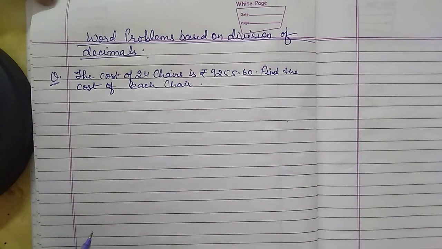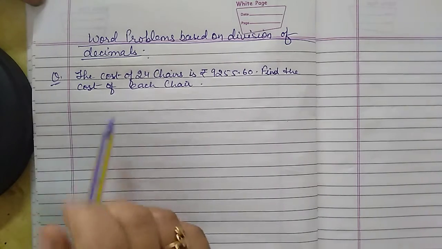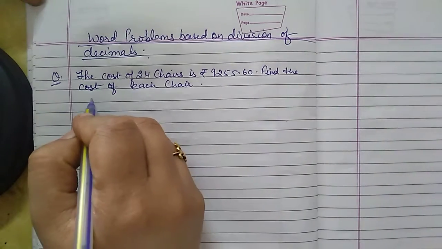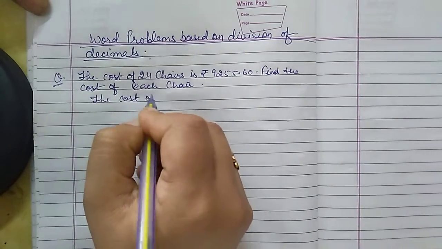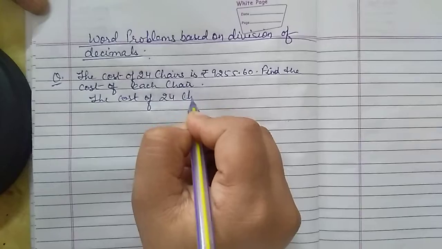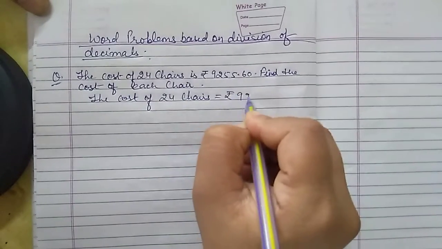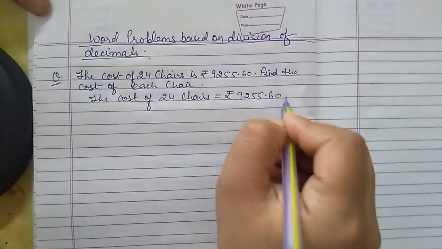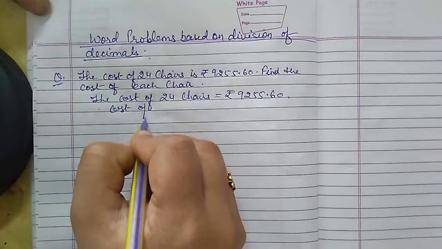Today we'll discuss the word problems which are based on division of decimals, which we have already discussed in the previous video. Here the cost of 24 chairs is given. The cost of 24 chairs is rupees 9,255.60, and we have to find out the cost of one chair.